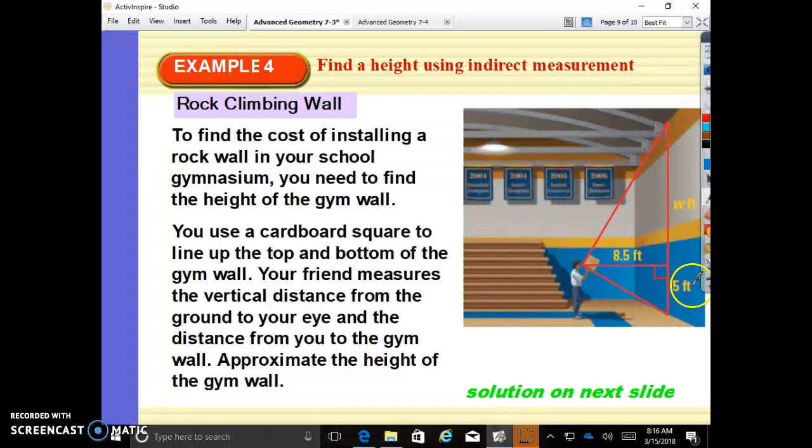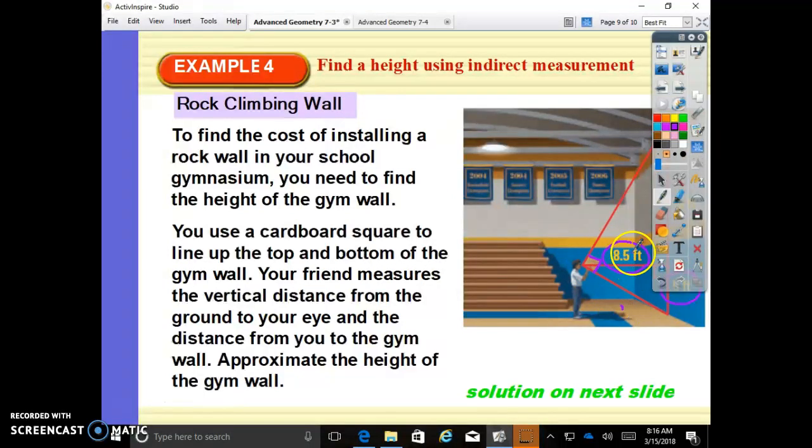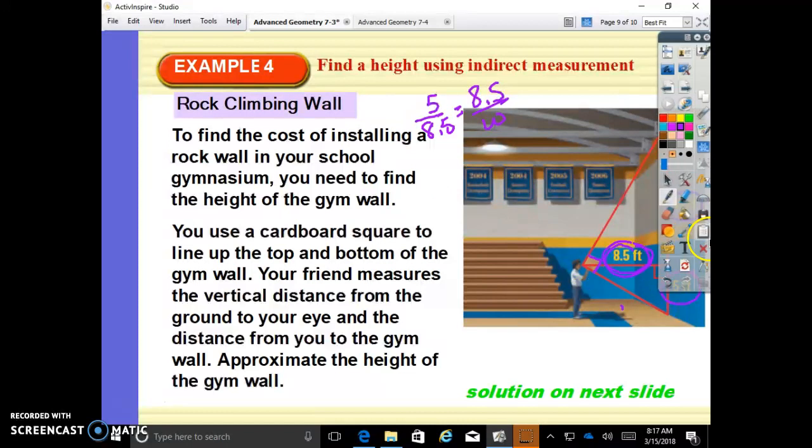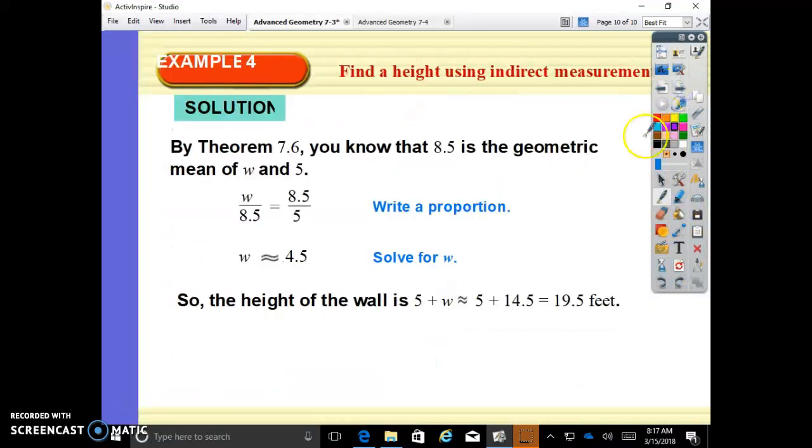There is another pattern. The part of the hypotenuse is to the height, and this only works if it's two right triangles, right? A right triangle with a height. The part of the hypotenuse is to the height, as the height is to the other part of the hypotenuse. This is to this, as this is to this. 5 is to 8.5, as 8.5 is to what? Cross products and solve. 8.5 times 8.5, or 8.5 squared, divided by 5 equals 14.45. W is 14.45.